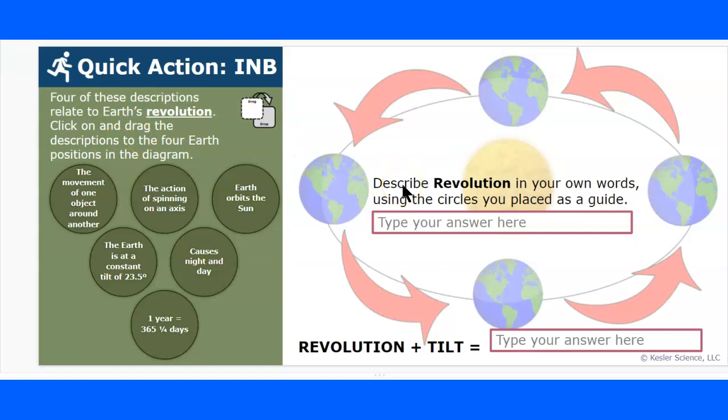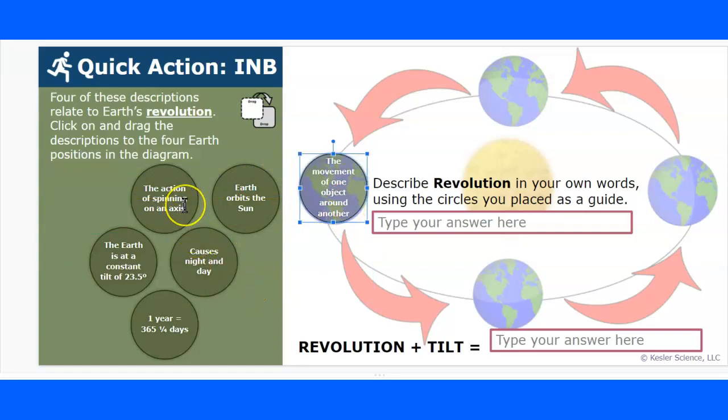So again, we're going to be looking at the revolution. So describe revolution in your own words using the circles you placed as a guide. So revolution means to go all the way around the sun. Or revolution means to go around something. So when one object goes around something. So in the end, we're going to be doing the movement of one object around another. So you click on it and you drag it. And it does not matter where these go.